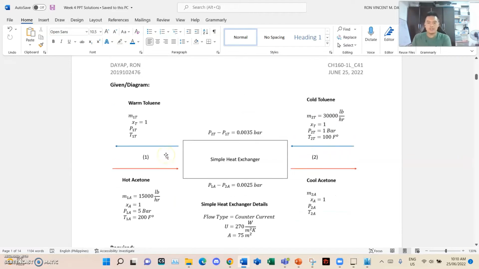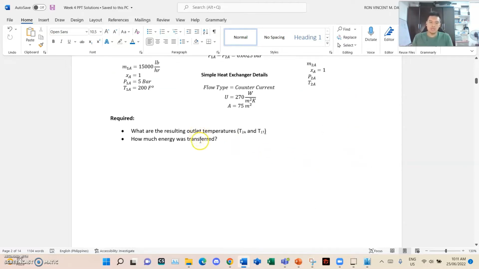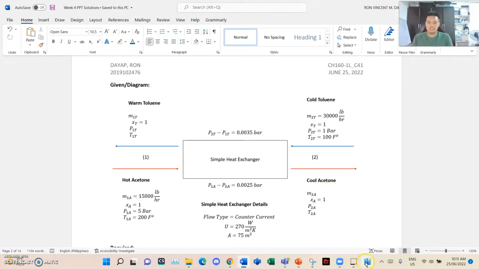So, I will represent the problem using the diagram shown. It is a countercurrent flow, meaning that hot acetone moves from left to right and cold toluene moves from right to left. With a countercurrent flow, we are able to simulate it using DWSim and show its legitimacy using hand calculations that I did myself. So to start, also noting the required and the energy transferred, let us start with the simulation.